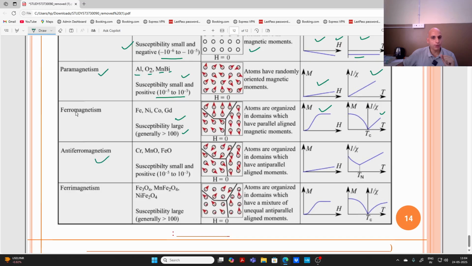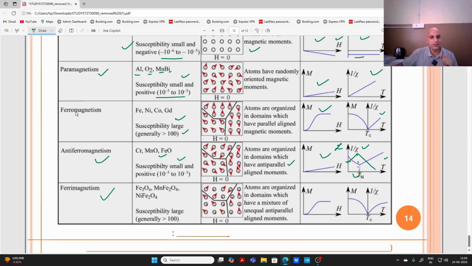Then we have anti-ferromagnetism, same thing. Examples, susceptibility, atoms are oriented in domains, anti-parallel alignment. M versus H graph and 1 upon zeta versus T. In some cases, you can be given the graph zeta versus T. In that case, this graph will get inverted. It will become this type, so don't get confused with that. Again this will be the Néel temperature. All these graphs will get inverted when we draw them zeta versus T, but here they have drawn 1 upon zeta versus T.